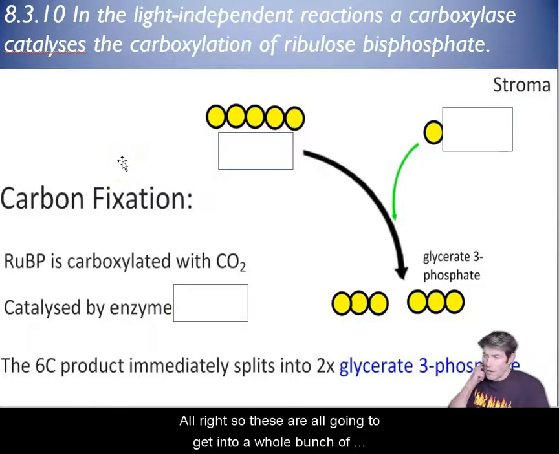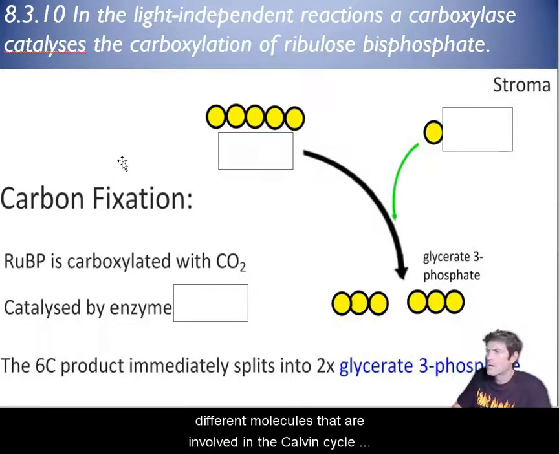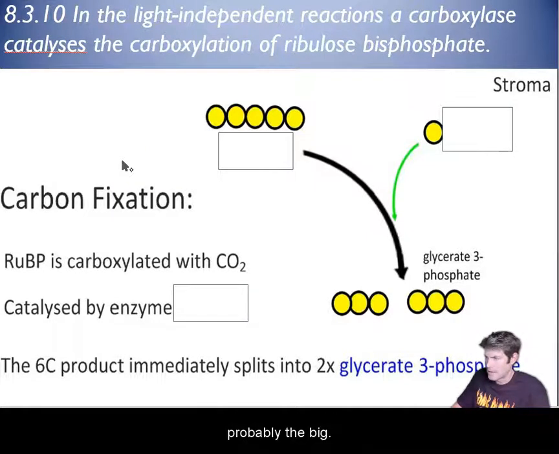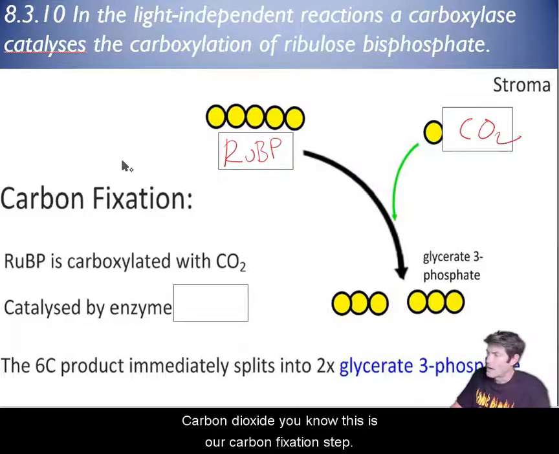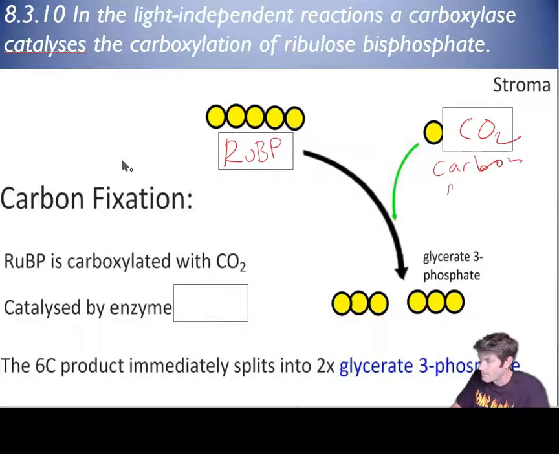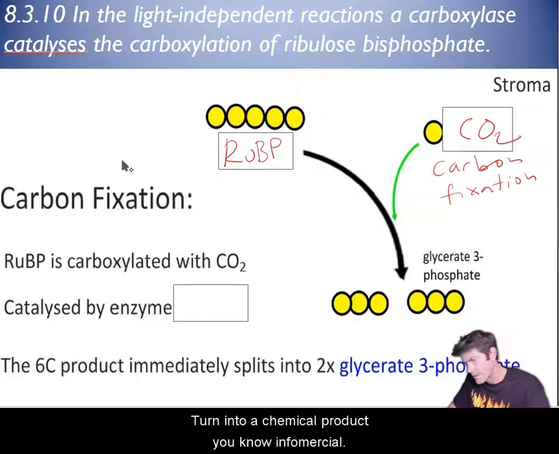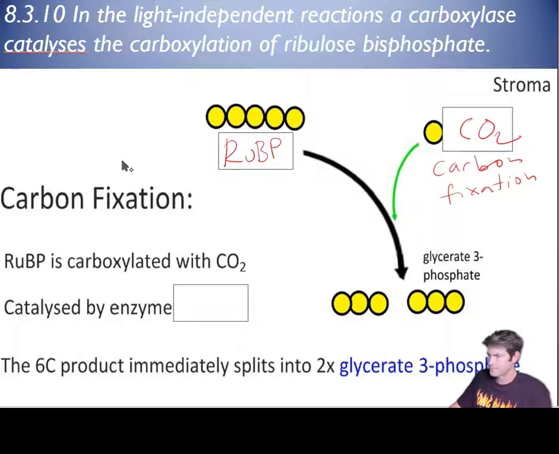All right, so we're going to get into a whole bunch of different molecules that are involved in the Calvin cycle. Probably the big ribulose biphosphate, RUBP, is kind of the main molecule that we see. Carbon dioxide, you know, this is our carbon fixation step, where we take the carbon from the air, we turn it into a chemical product, you know, in the form of sugar.